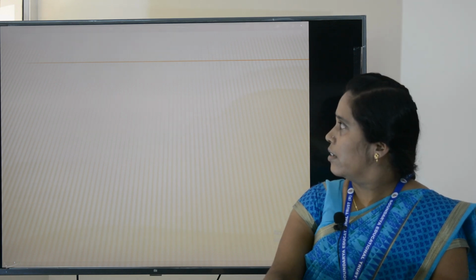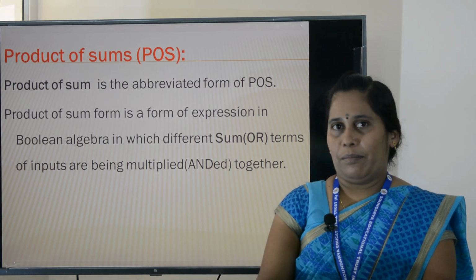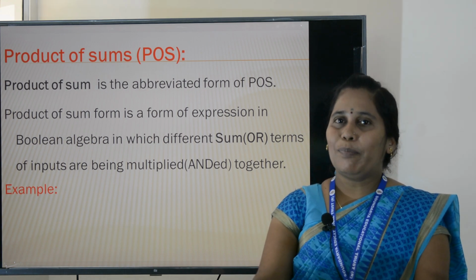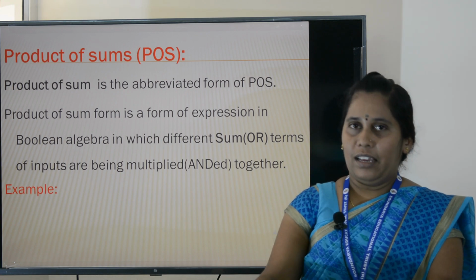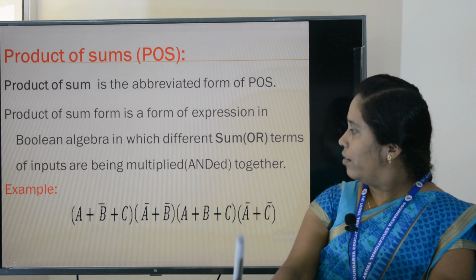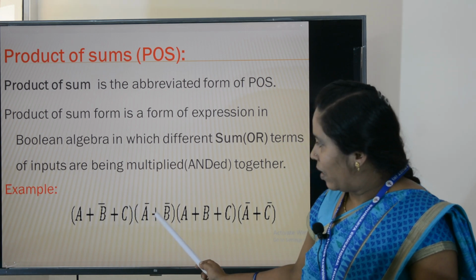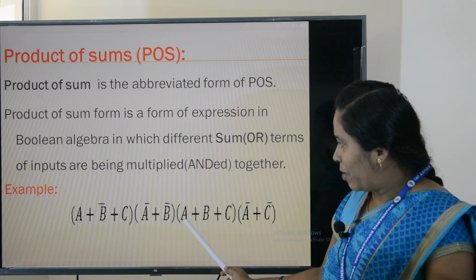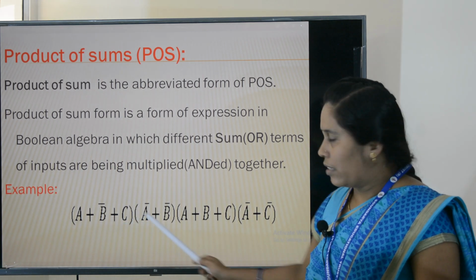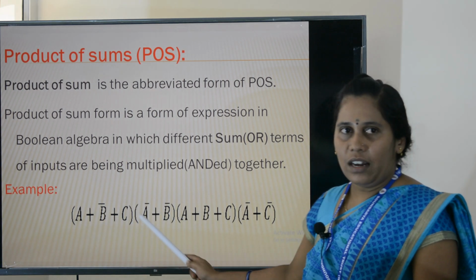The next one is product of sum. It is abbreviated as POS form. Here several sum terms are ANDed together. It is multiplication of several sum terms. Here the sum terms are A plus B bar plus C, one sum term, A bar plus B bar, second sum term, third sum term is A plus B plus C, and the last one is A bar plus C bar. These sum terms are multiplied together. So that is the product of several sum terms.